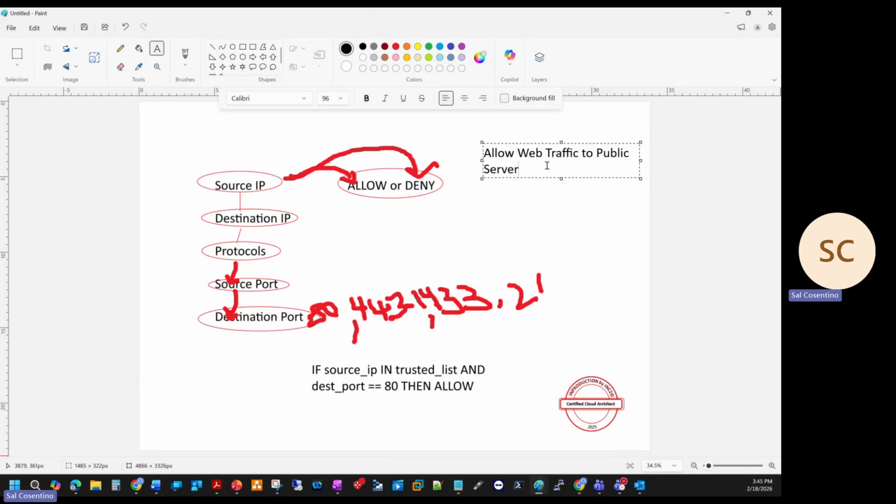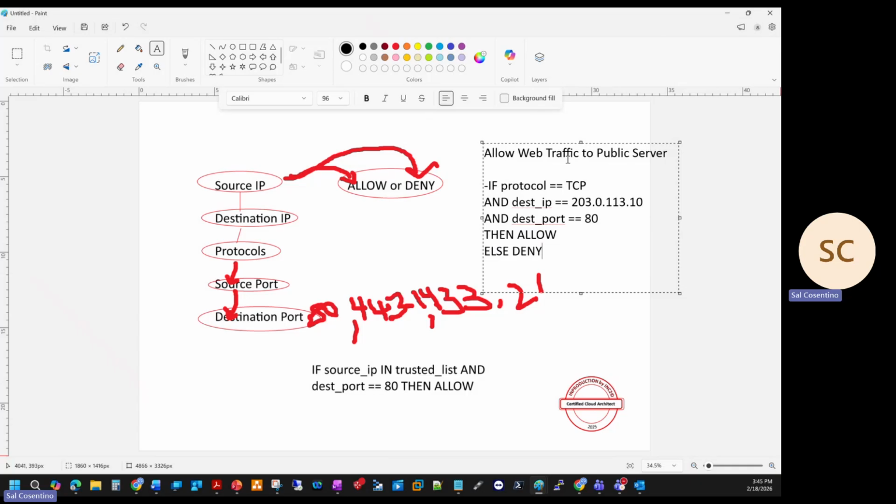So even if I were to allow web traffic to a public server, I could say: if protocol equals TCP and destination IP equals blah blah blah, and destination port equals 80, then allow, else deny if it's not. And these are some great rules, because these are good rules to learn for the specific appliance that you're dealing with.